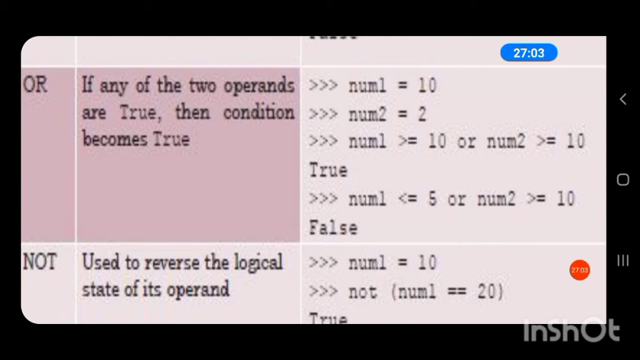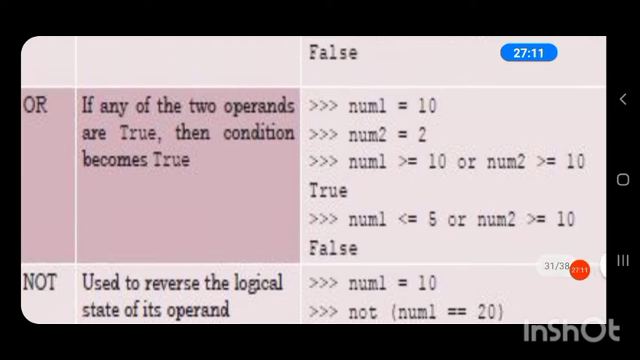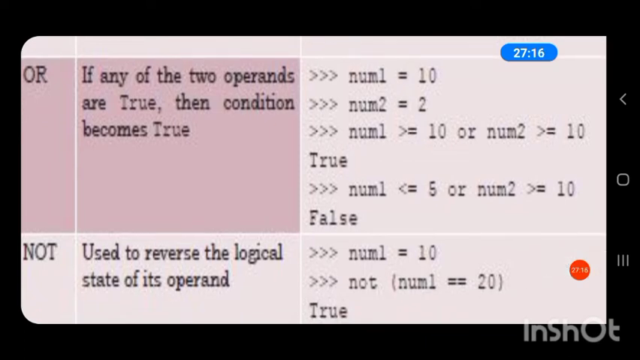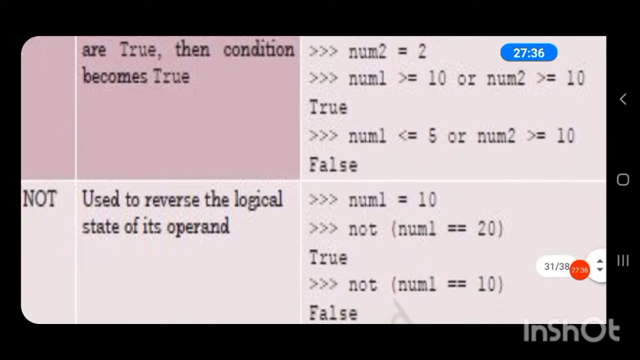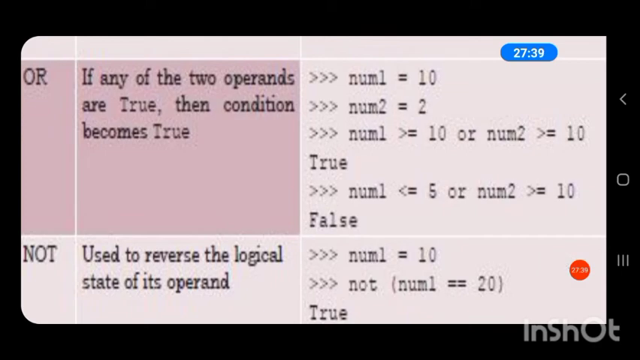Even though num2 greater than or equal to 10 is false, the OR operator will return true, because the first condition is true. Next is num1 less than 5. The first condition is false, because num1 is greater than 5. Then it will check the next condition, num2 greater than or equal to 10. That is also false. So both the conditions are false, so the OR operator will return false.